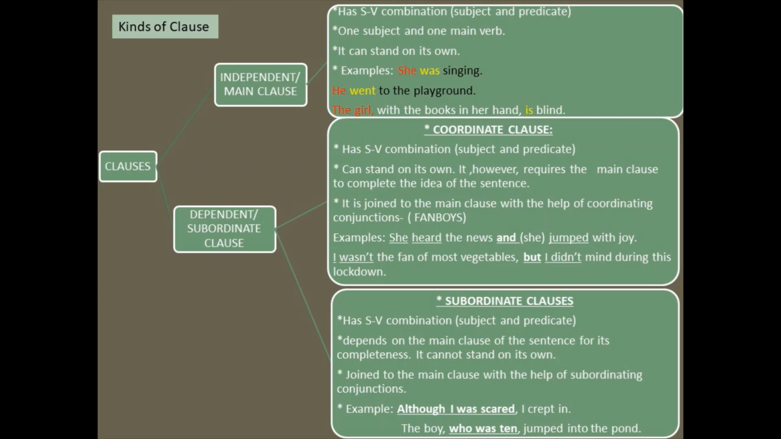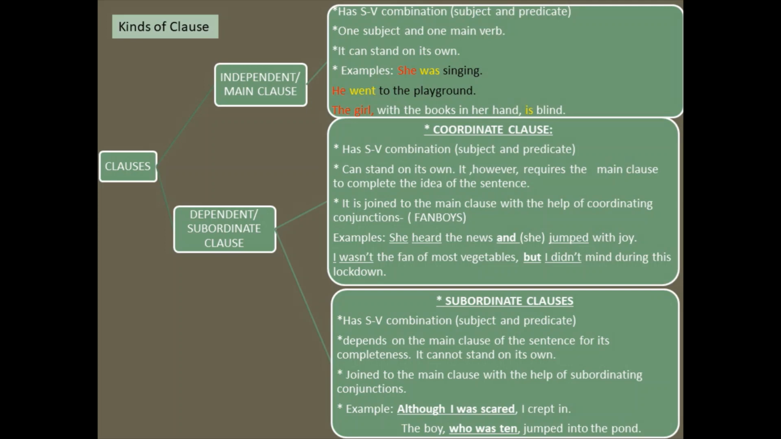Okay, now we'll read that again. It can stand on its own. An independent clause also stands on its own, of course. So a coordinate clause can stand on its own. It, however, requires the main clause to complete the idea in the sentence. Though it can stand on its own, still it requires the support of the main clause to give the complete meaning. That is the reason it comes under the dependent clause. Okay. It is joined to the main clause, the independent clause, with the help of coordinating conjunctions.